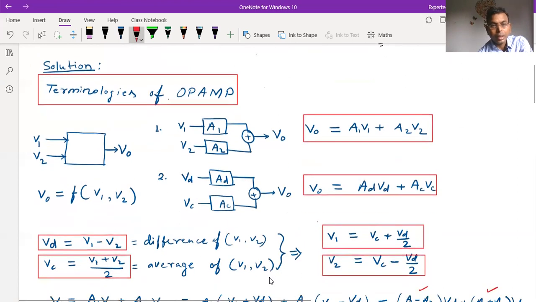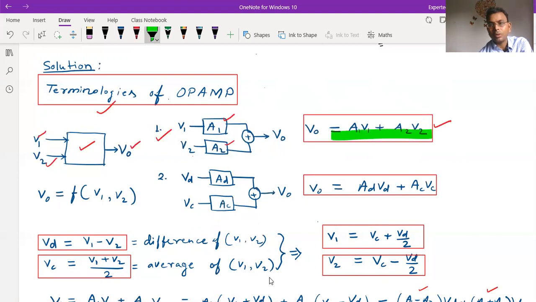So let me show here one model where V1 and V2 are the input voltages and the output voltage is VO. So there are two models. One is where V1 and V2 are applied to two different gains, and the output is the sum of these two. A1 is the gain for V1, A2 is the gain for V2, and we get VO equal to A1 V1 plus A2 V2. This is the first model.